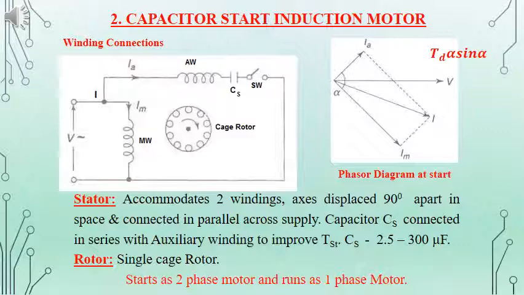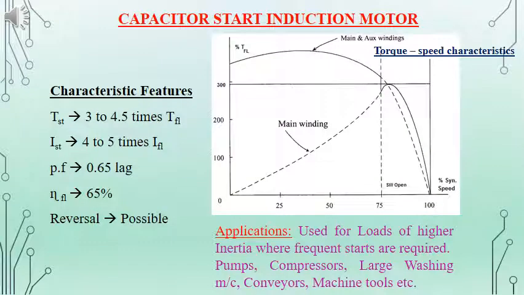Here alpha can be made almost equal to 90 degrees, and when the machine picks up speed to around 75%, the centrifugal switch will open up and the machine will run as a single phase motor. Here we have the characteristic features. We can find the starting torque is much improved in the capacitor start induction motor compared to the split phase resistance start induction motor, that is 3 to 4.5 times the full load torque, and the power factor is also slightly improved, that is 0.65 lag.